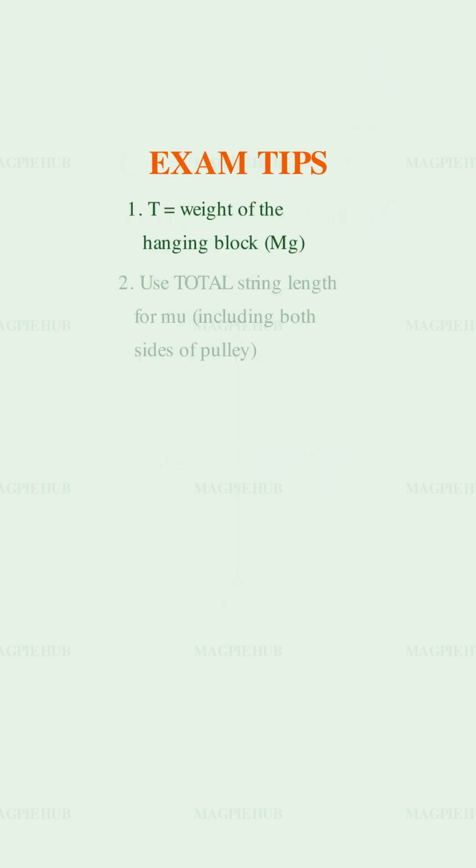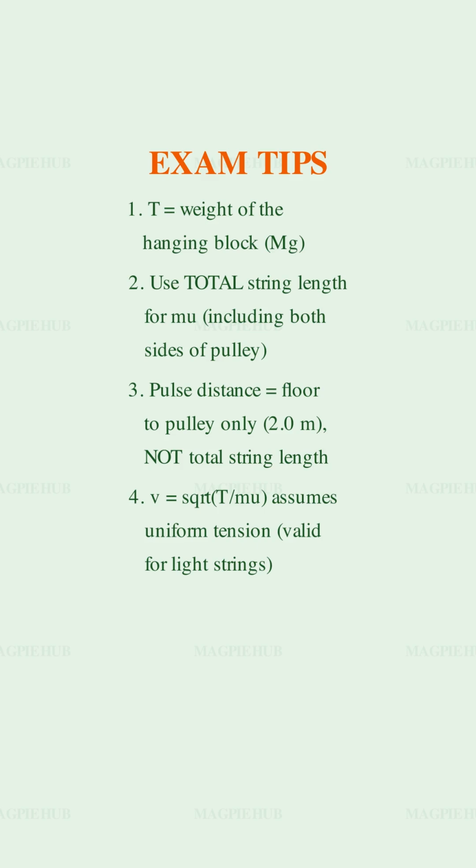Here are some important exam tips. Tip 1. The tension in the string equals the weight of the hanging block, not the total weight of the system. Tip 2. Use the total string length for calculating linear mass density, including the portion from the pulley to the block.